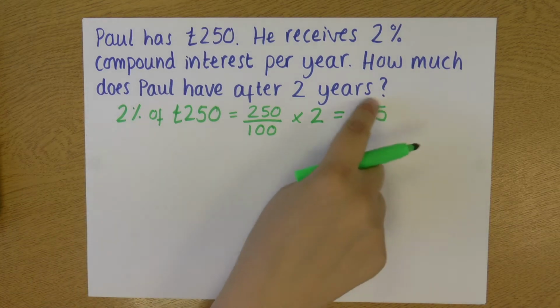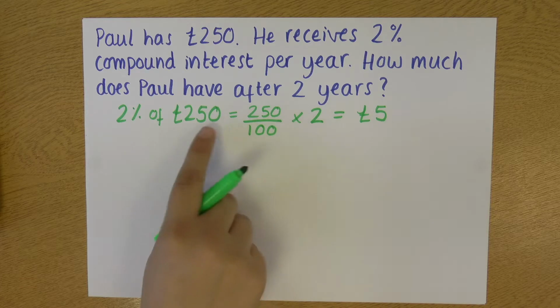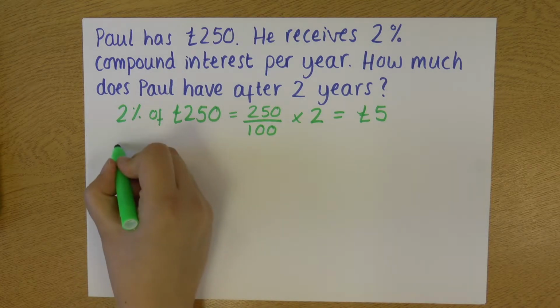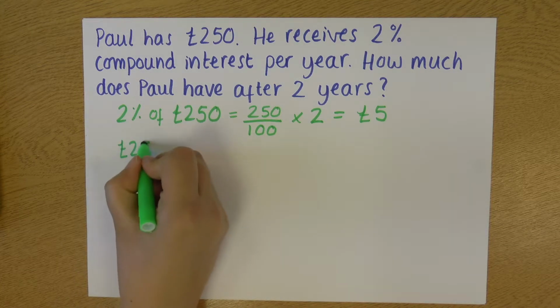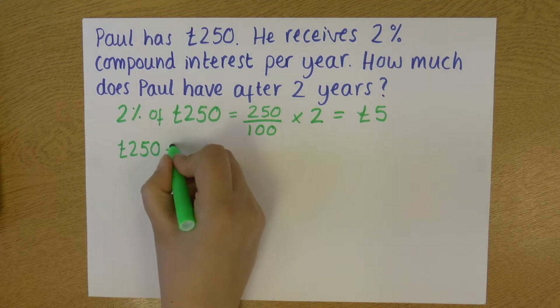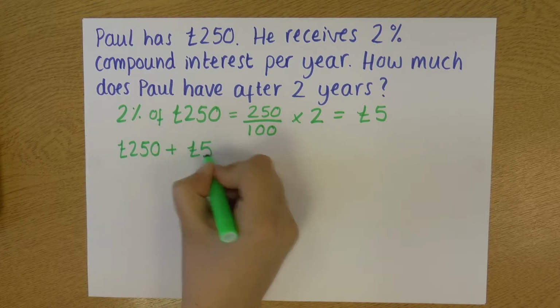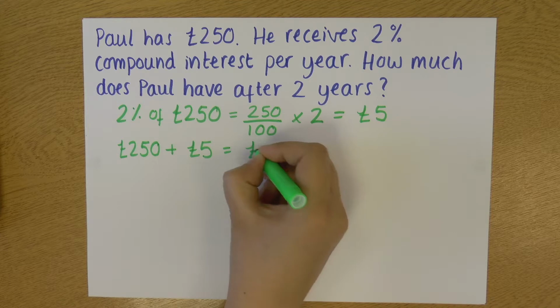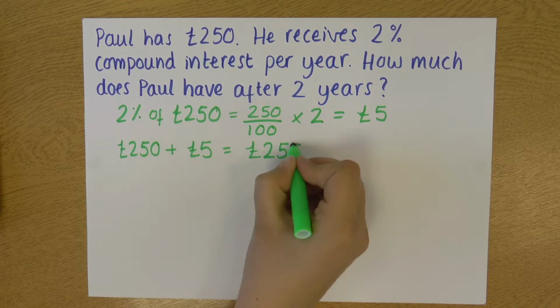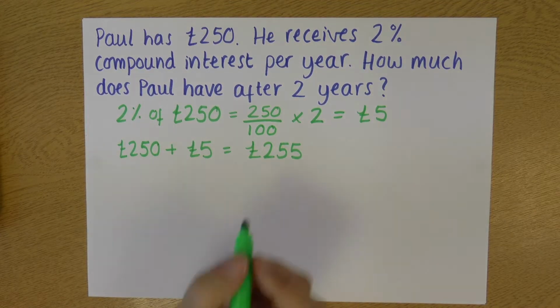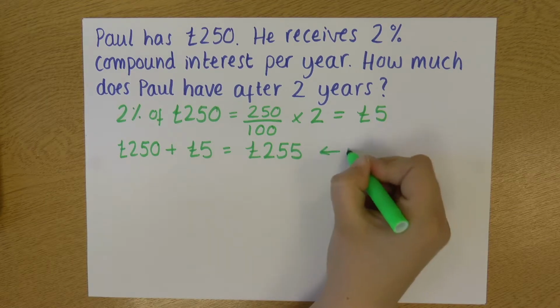I then need to add this interest amount to the original amount he had. So £250 plus £5, and that gives him £255 at the end of year 1.